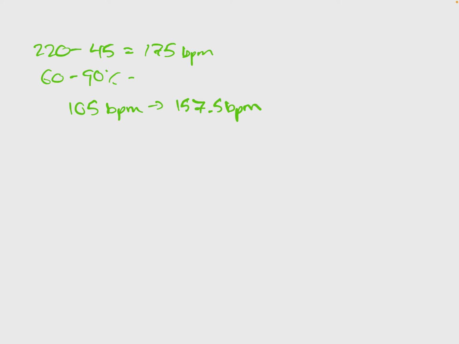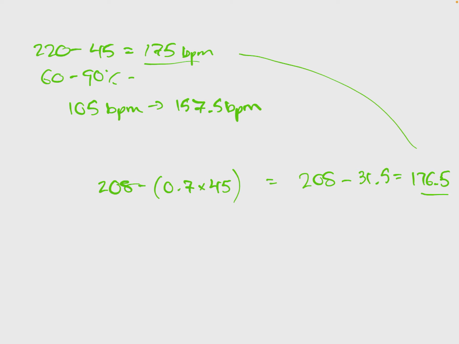Our new CSEP equation is 208 minus 0.7 times 45. Again, my age. Remember BEDMAS, we've got to do the multiplication before we do the minusing. So 208 minus 31.5, which equals 176.5. So not too far off from my age predicted maximum using the old equation.